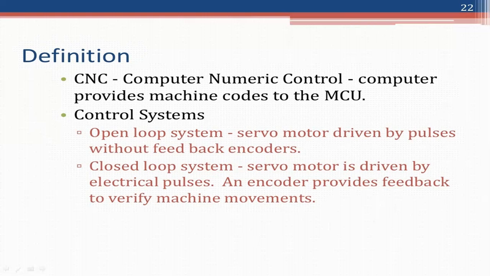If we have a feedback encoder, it is a closed system. The servo motor is driven by an electrical pulse, and the encoder provides feedback to verify the machine movements. In a closed system, the machine movements are verified by the feedback encoders.